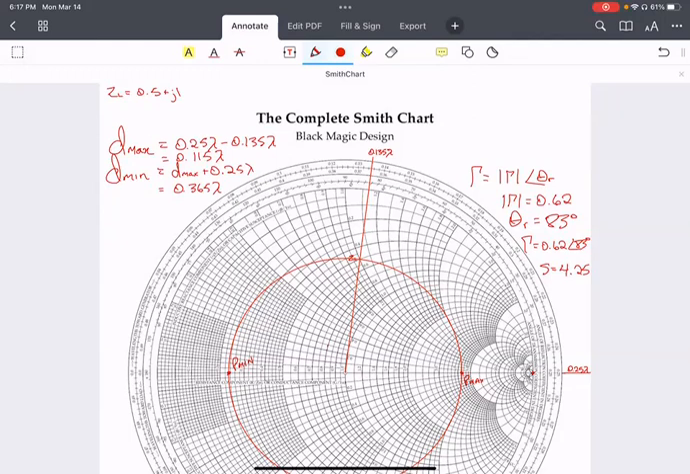Okay, so let's break that down a little bit. Number one, I said current maximum. That means voltage minimum. That means what we calculated as D min. So the distance to the first current maximum is 0.365 lambda. Let's break that down again. If it's current, it's the opposite one for voltage. So if I say current maximum, that means voltage minimum. The first voltage minimum, which is the first current maximum, is 0.365 lambda away.